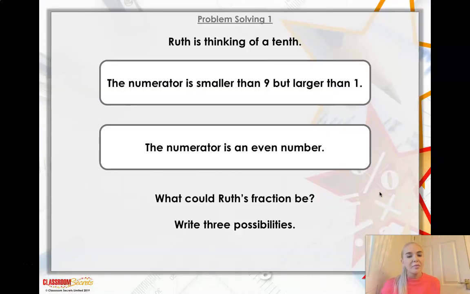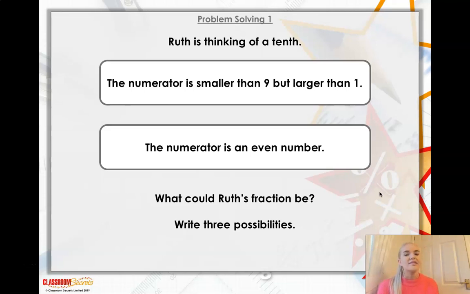Okay, so my problem-solving question today is: Ruth is thinking of a 10th. So she knows her denominator is going to be what number? That's right, her denominator is going to be 10 when she is dividing and thinking of tenths. Now, she's given us clues to work out what her number could be, her fraction. She says the numerator is smaller than 9 but larger than 1.